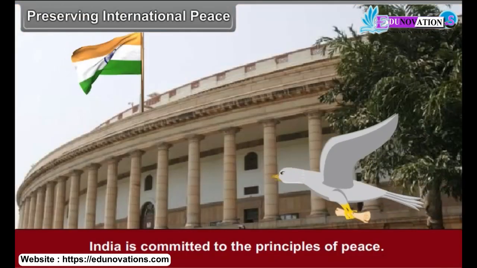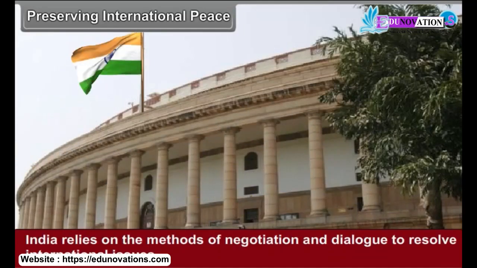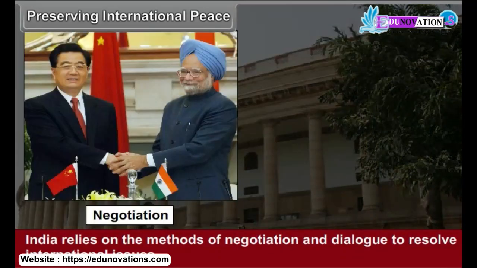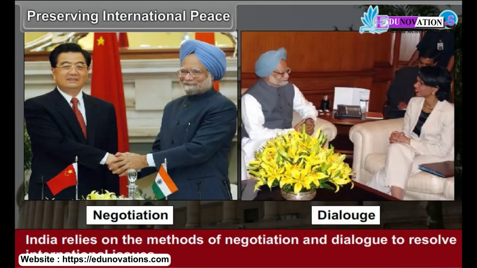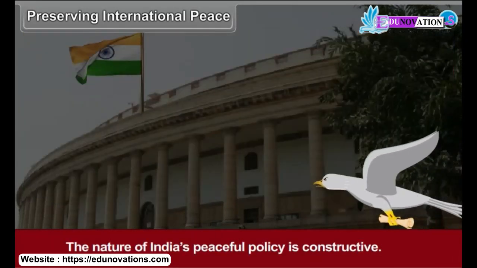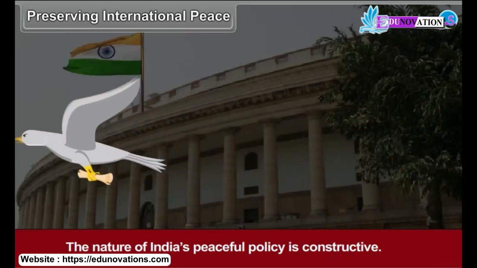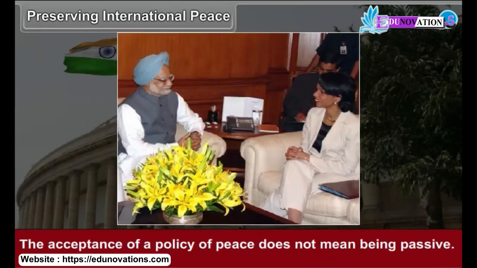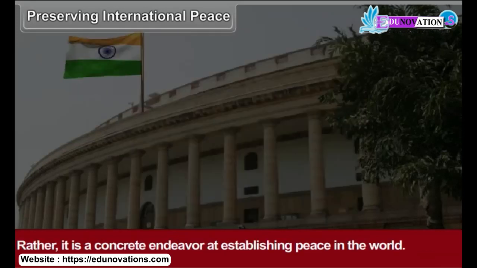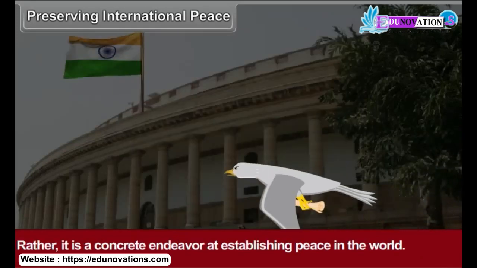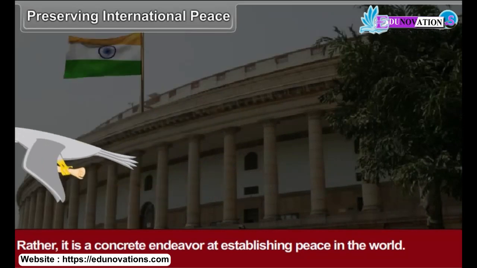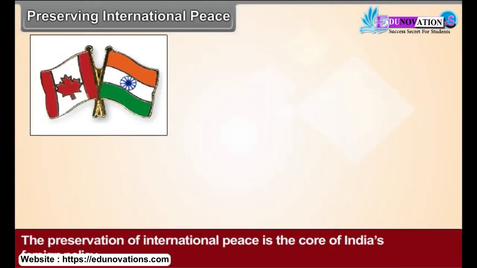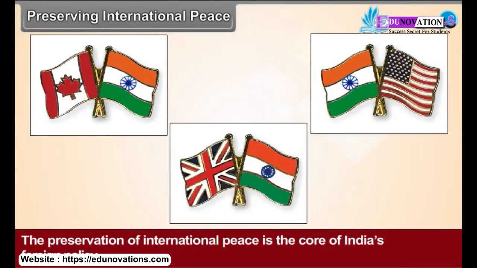India is committed to the principles of peace. India relies on the methods of negotiation and dialogue to resolve international issues. The nature of India's peaceful policy is constructive. The acceptance of a policy of peace does not mean being passive. Rather, it is a concrete endeavor at establishing peace in the world. The preservation of international peace is the core of India's foreign policy.